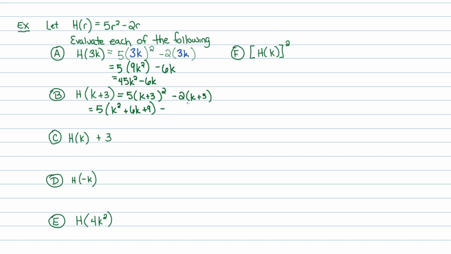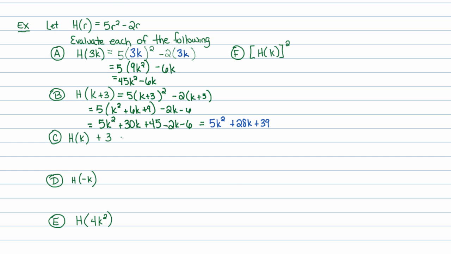And then I'll distribute this negative 2 to get a negative 2k minus 6. I'll distribute this 5 to get 5k squared plus 30k plus 45. And again, minus 2k minus 6. And finally, combine like terms here. So I'll get a final answer, maybe I'll write this in blue so you see it's a final answer, of 5k squared. Let's see, we have a positive 30k minus 2k is a positive 28k. And finally, 45 minus 6 is a positive 39.